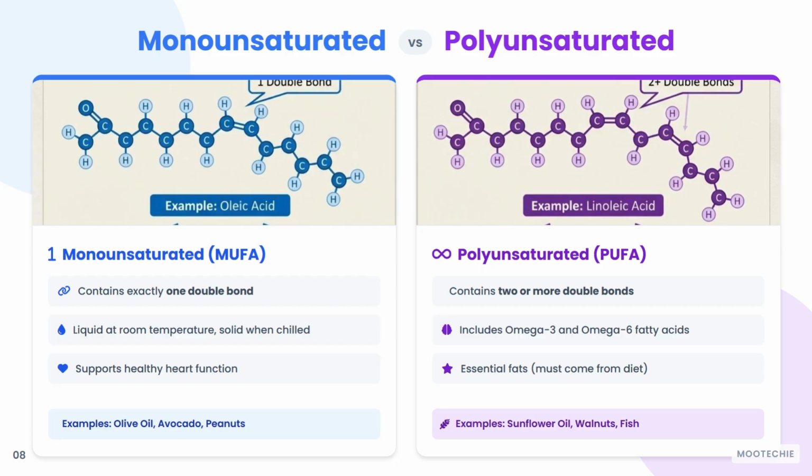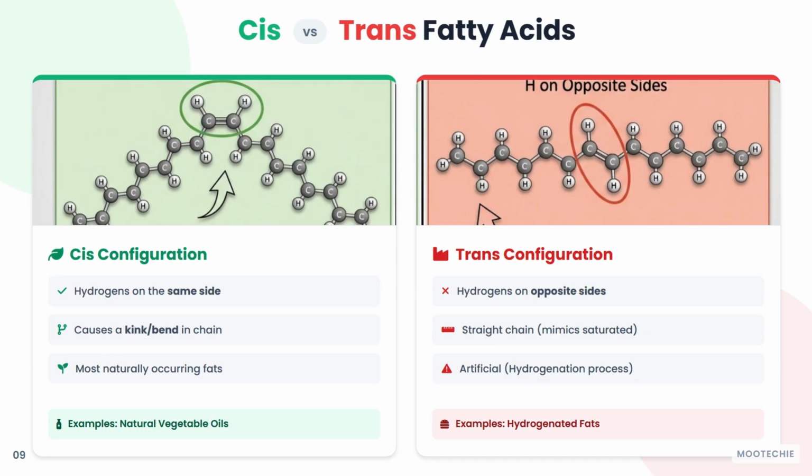Great sources include sunflower oil, walnuts, and fatty fish. But there's another twist in the unsaturated story: cis versus trans fatty acids. This is all about the geometry around the double bond.